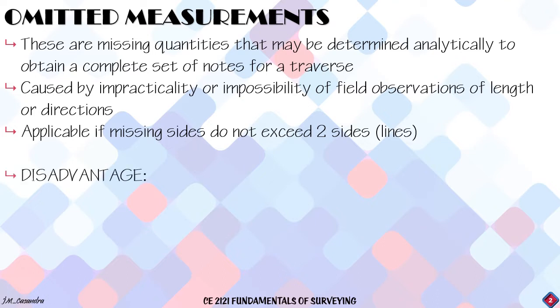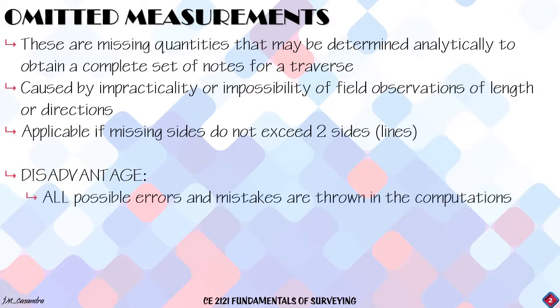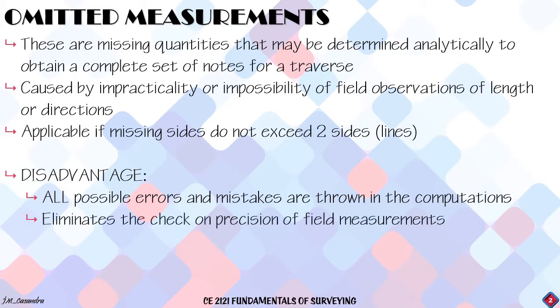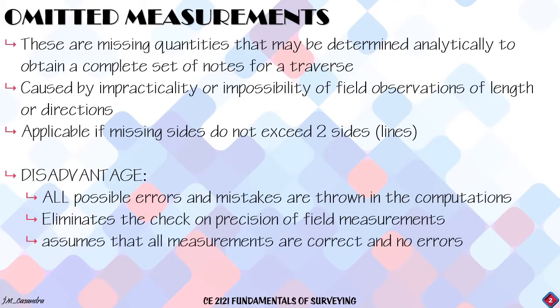A disadvantage for using or applying omitted measurements in our field observations and computations is that all possible errors and mistakes are thrown in the computations, and it would now eliminate the checks on the precision of our field measurements, because we are assuming that all measurements we have done are already correct and there are no errors.